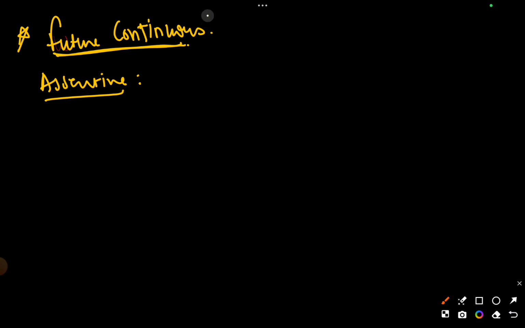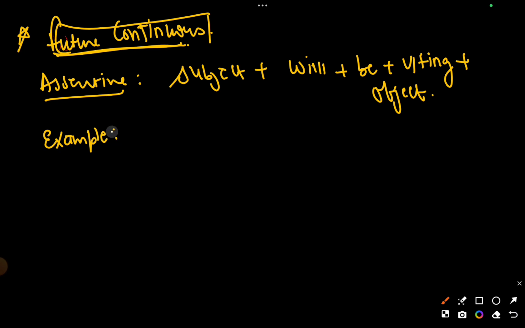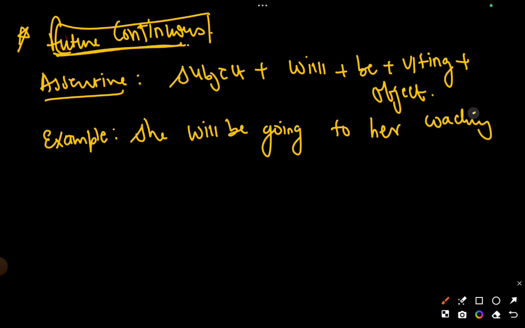Assertive form of future continuous: subject plus will plus be plus verb first form plus ing plus object. For example, she will be going to her coaching center.